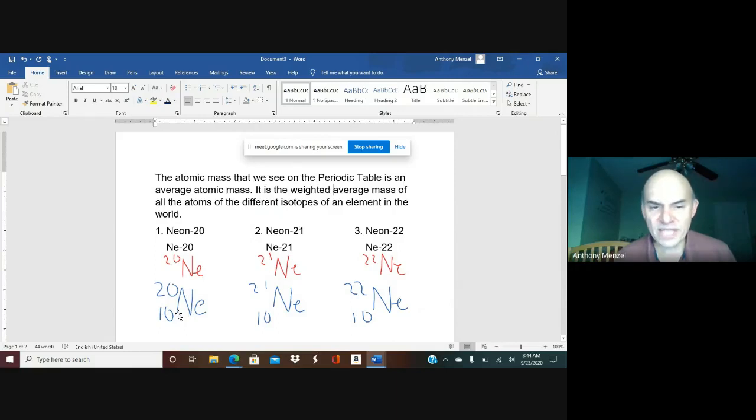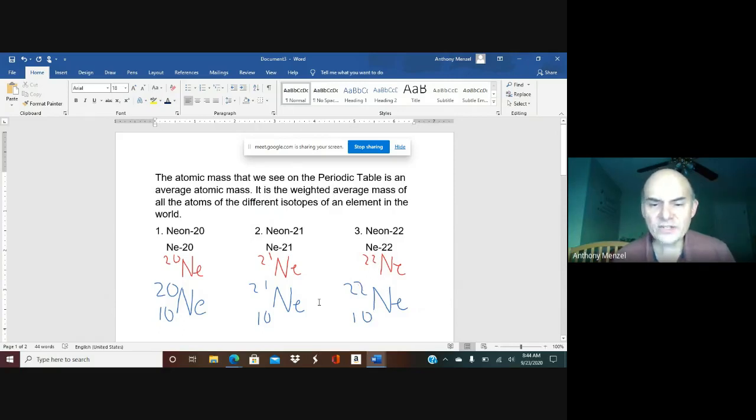You could use the symbol, dash, the mass number of the isotope, or you can use other forms of isotope notation. These include a notation where you have the symbol, and then to the upper left corner of the symbol, you have the mass of the isotope. So neon 20 would be represented this way. Neon 21 would be represented like this. Neon 22 would be represented like this.